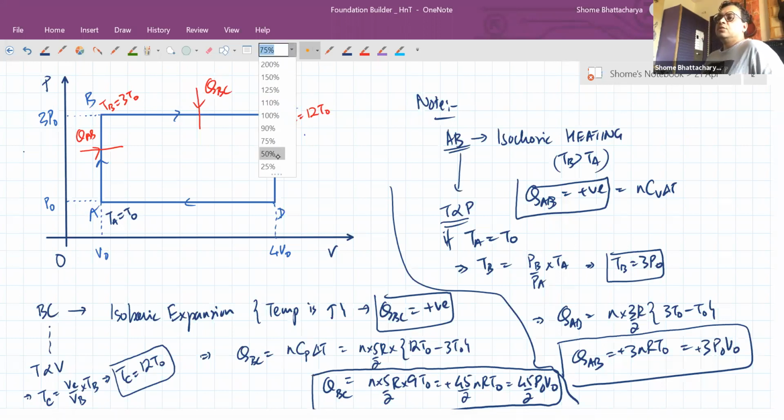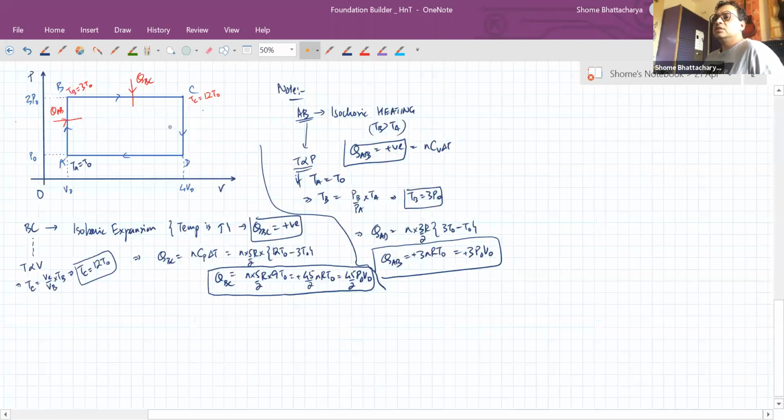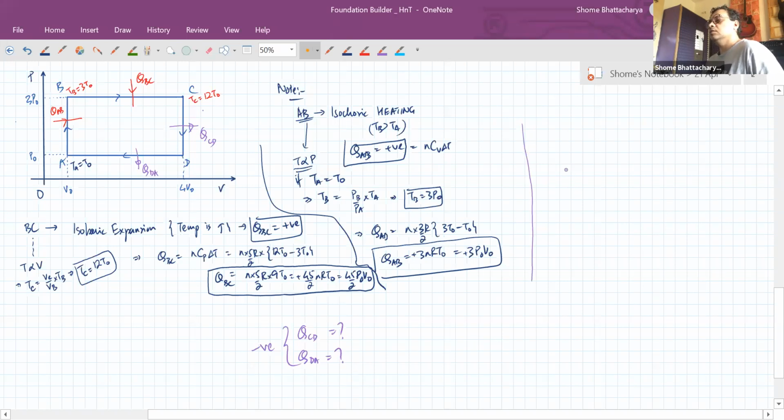Now, like I've done the calculations for these two, now I want you to show that in the other two processes, heat is coming out. Q will be negative. And I want you to calculate how much these are. QCD and QDA, they will both be negative. And once we find out how much these are, then we can see that the Q1 for the entire process will be QAB plus QBC, whereas Q2, the heat dissipated into the heat sink, will be magnitude of QCD plus magnitude of QDA.